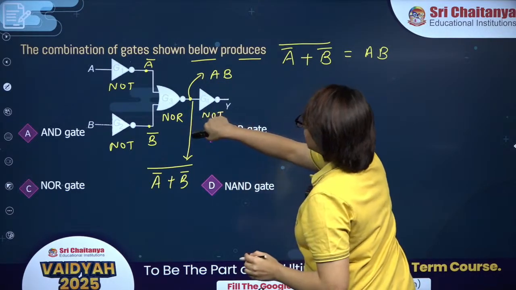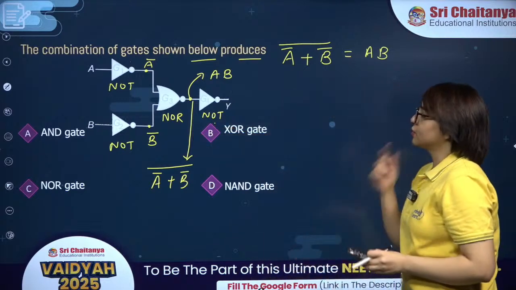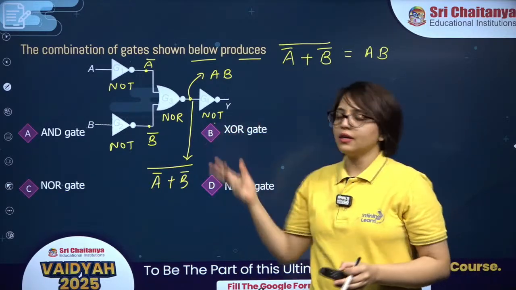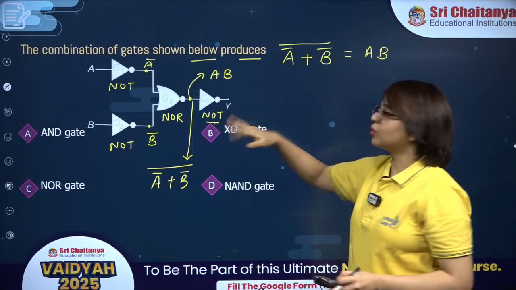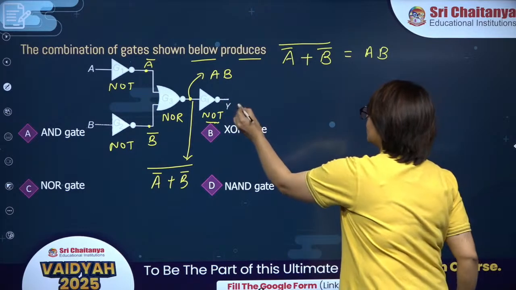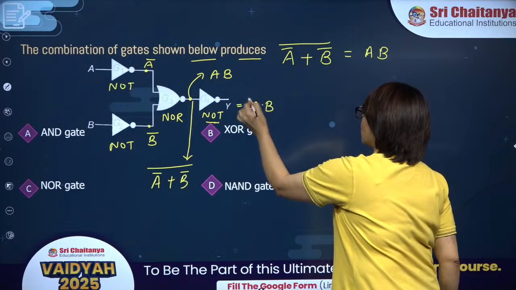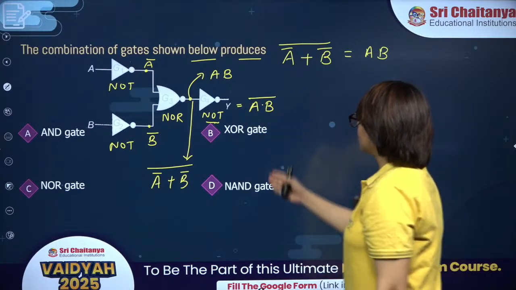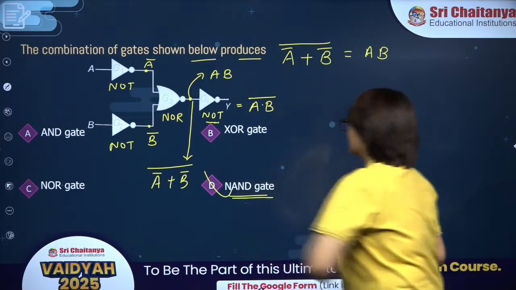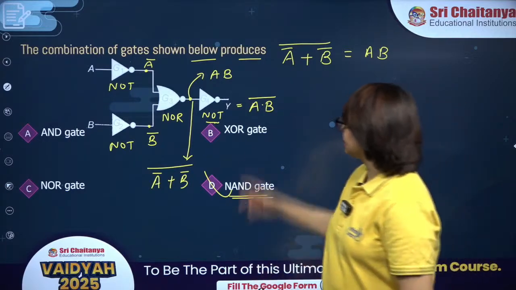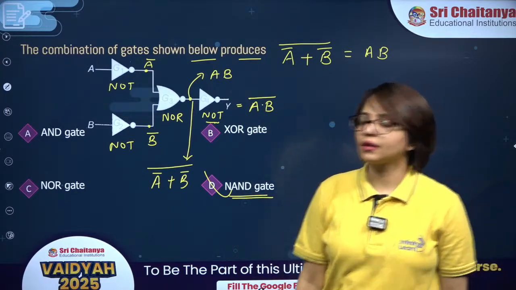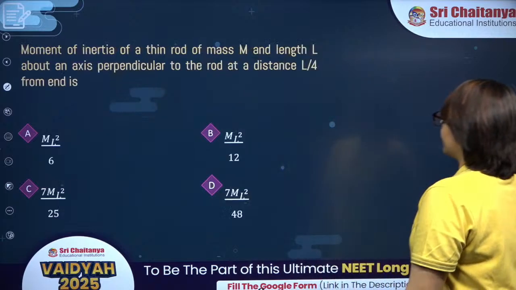Now this output is input to this final NOT gate. So the NOT gate will reverse everything. Whatever input you provide to this NOT gate, it will come out with a bar. So Y will be (A into B) whole bar. So this is equivalent to what? NAND gate. This is nothing but the final output of a NAND gate. So the correct answer is option D over here. Chaliye. Next is this one.